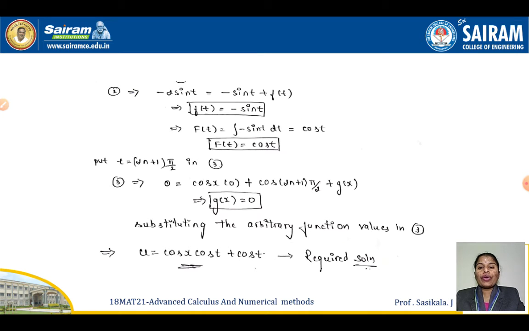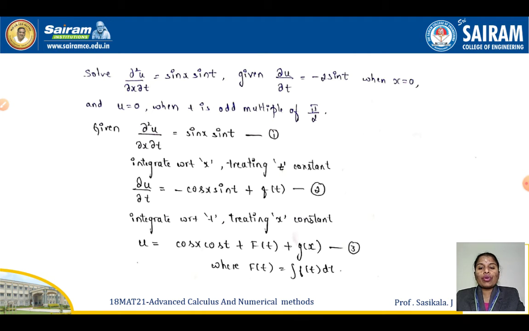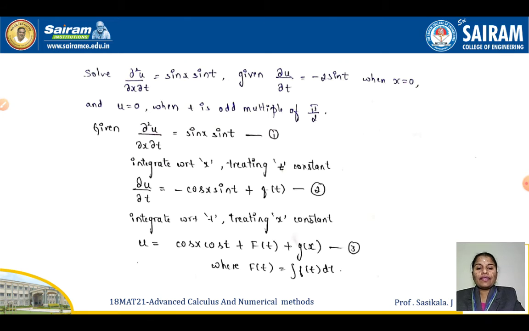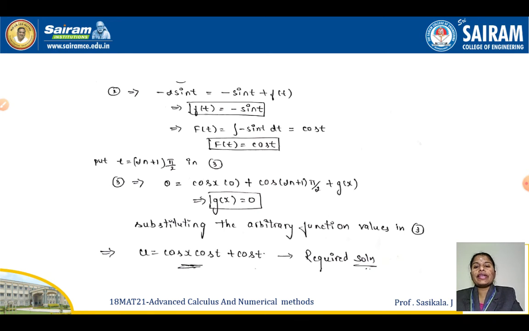Now go to equation 2. Substitute ∂u/∂t = −2 sin t when x = 0. Substitute x = 0 here. cos 0 is 1, so I'll get −sin t plus f(t), and the left side is replaced by −2 sin t. So −2 sin t = −sin t + f(t). Taking sin t to that side, 1 minus 2 gives minus, so I get f(t) = −sin t. What is your capital F(t)?